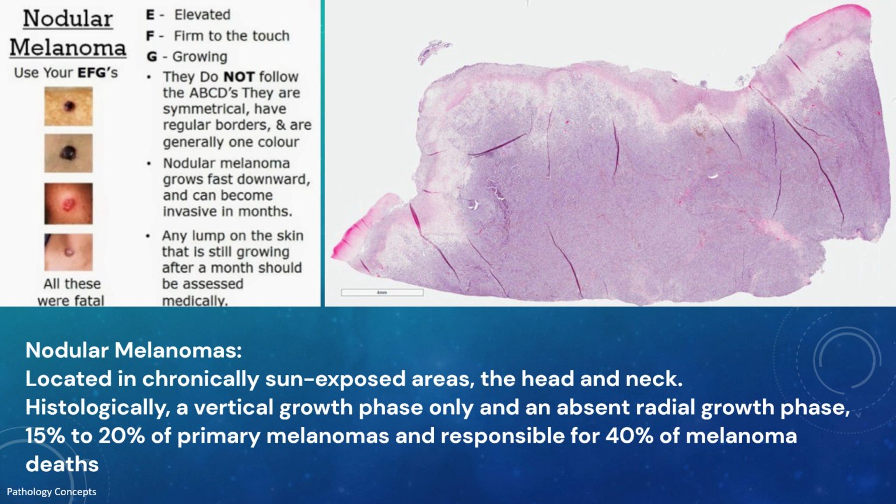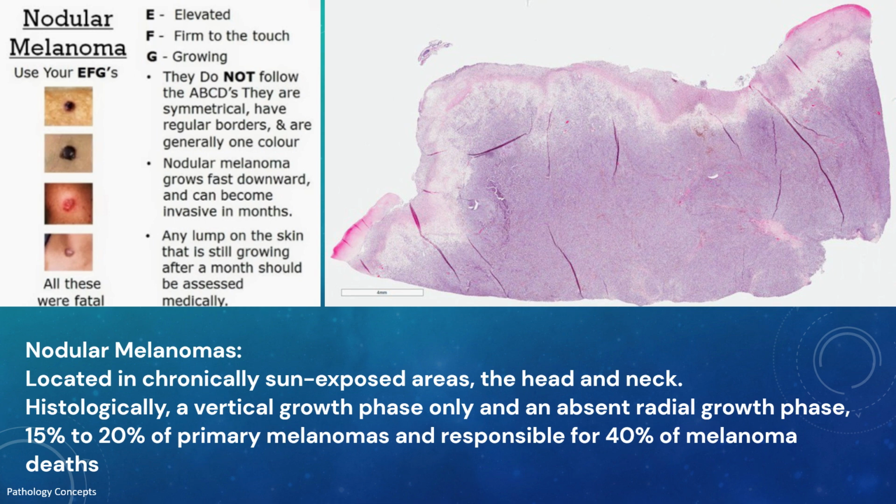Nodular melanoma is located in chronically sun-exposed areas, head and neck. Histologically, a vertical growth phase only and absent of radial growth phase. Nodular melanomas have similar findings to superficial spreading melanomas, except they are sharply circumscribed. Rapid growth and usually present at an advanced breslow depth.